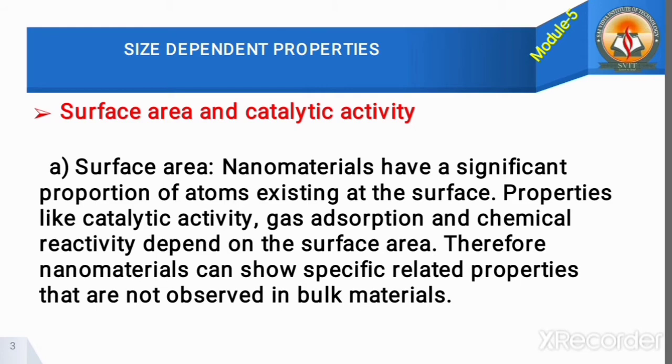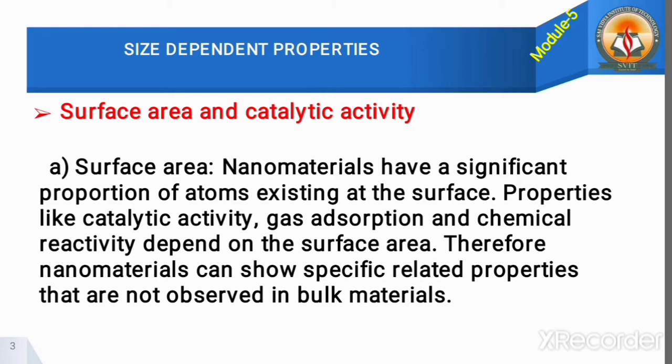Coming to the surface area and catalytic activity, it is observed that when the materials are reduced to nanoscale, they show different properties as compared to the properties exhibited by them at the bulk level or micro level. At nanoscale, optical properties, thermal properties, mechanical and electrical properties may change, and these new properties are used in various fields. Nanomaterials have a significant proportion of atoms existing at the surface.